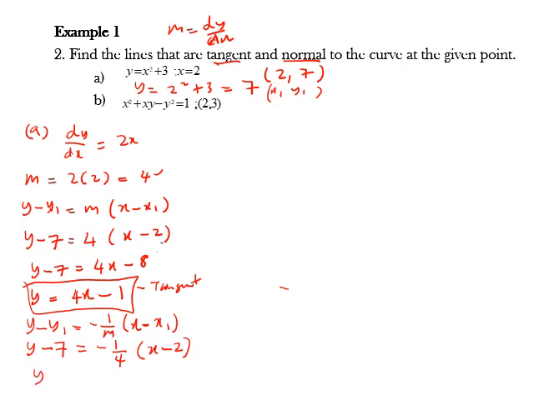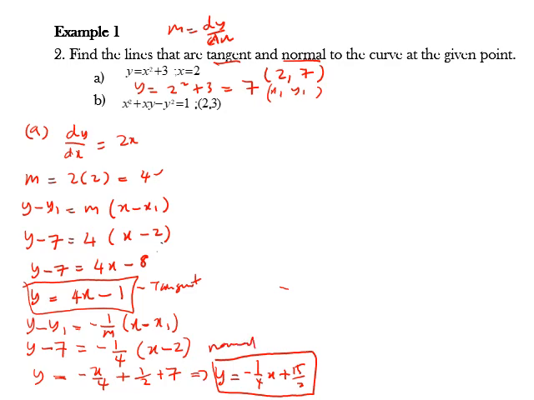So the answer will be y equals negative x over 4 plus 1 over 2 plus 7. So the final answer will be y is equal to negative 1 over 4 x plus 15 over 2. So this is the normal line. Okay, so next for b.